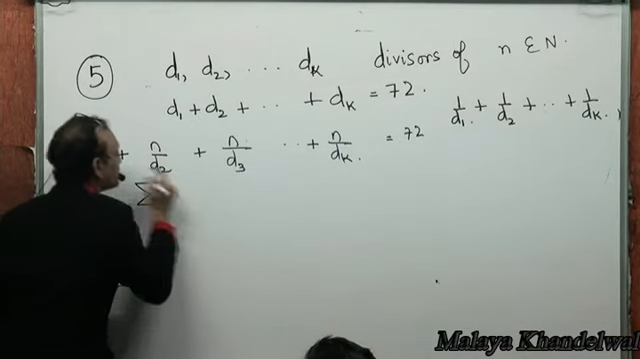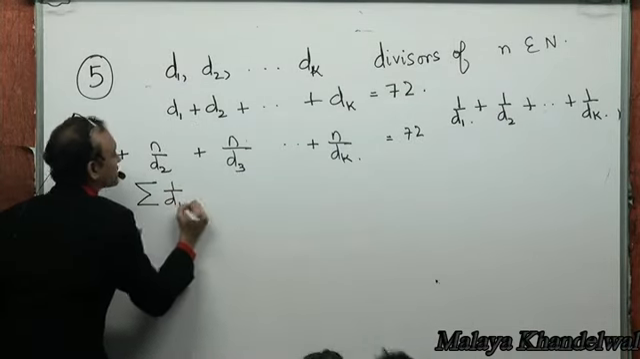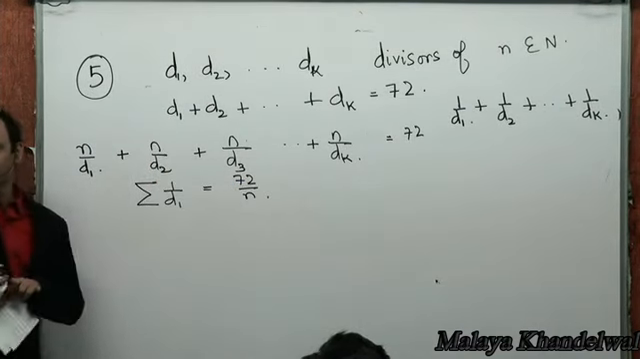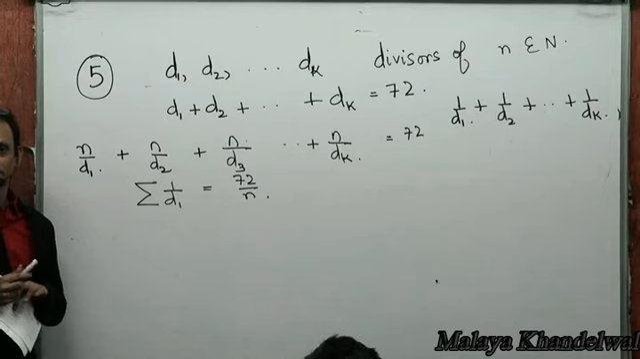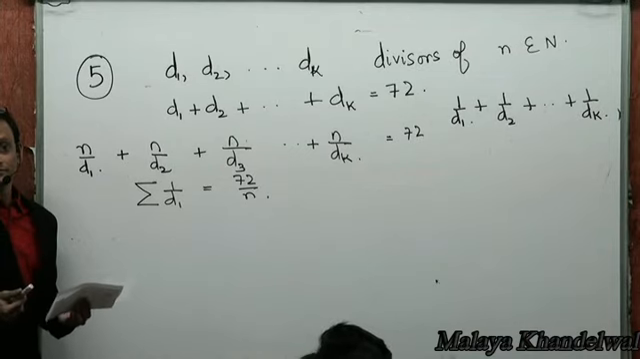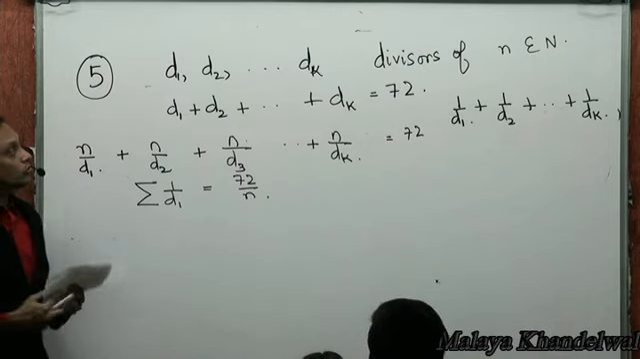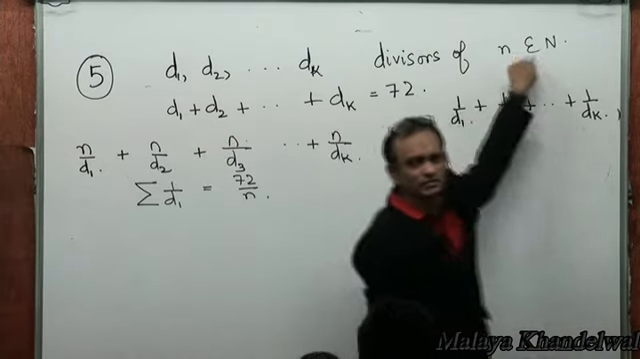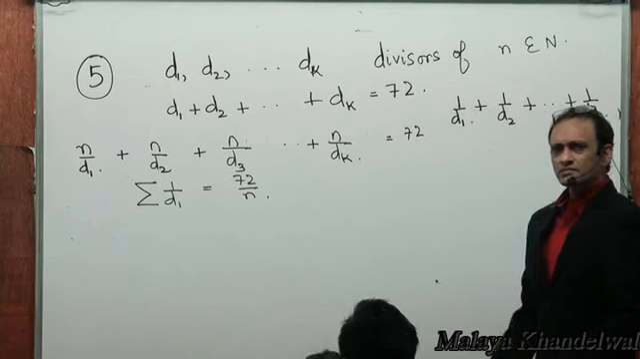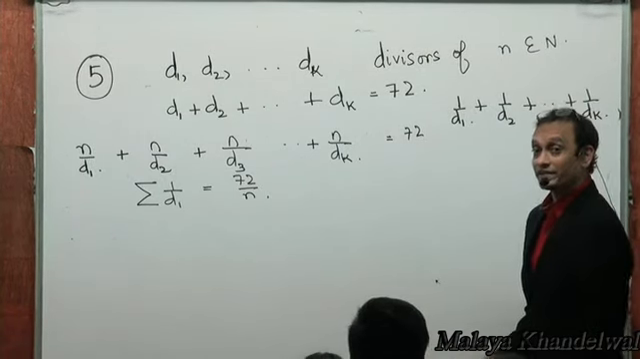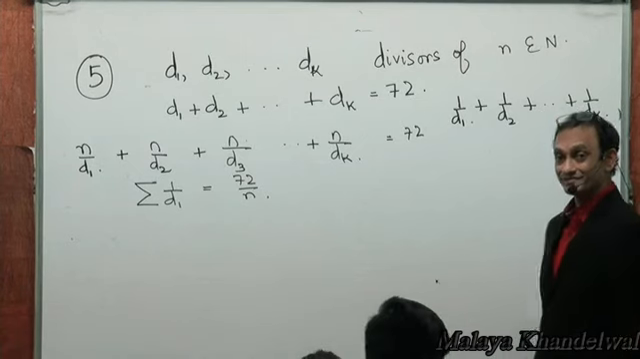So then what? Summation 1 by d1 is 72 by n. 72 by n. Yes or no? No, but that's given. Some number n. So it depends on n then, right? How can it be?